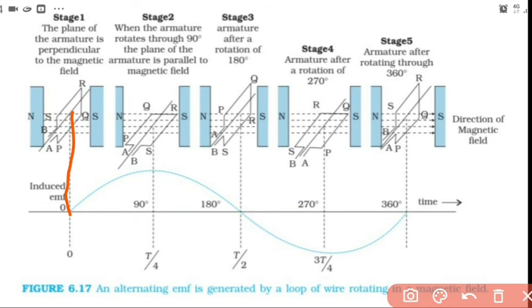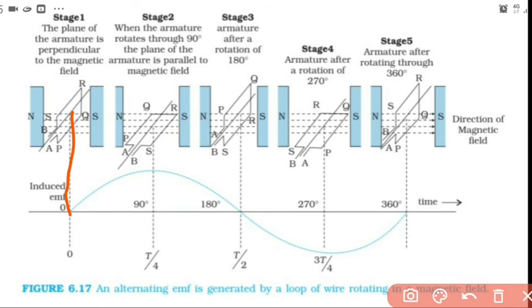And when it rotates through a further 90 degrees, the plane of the coil makes an angle 180 degrees with the magnetic field, and theta is equal to 180 degrees. Again the sine of theta is becoming 0, that means induced EMF is 0. Now when it rotates a further 90 degrees, the plane of the coil is parallel to the magnetic field, but theta is equal to 270 degrees here and the EMF is maximum in the opposite direction. So current will be flowing in the opposite direction.